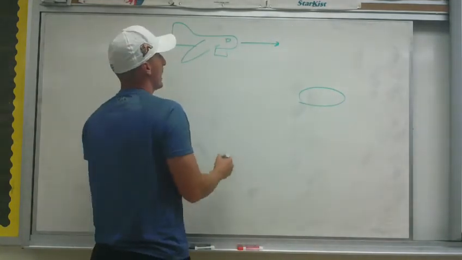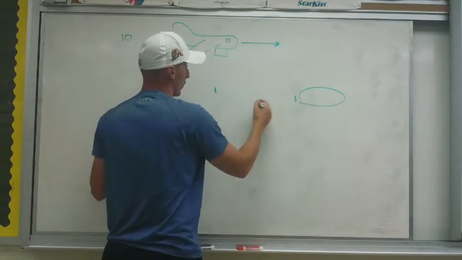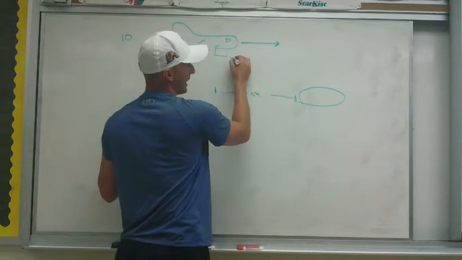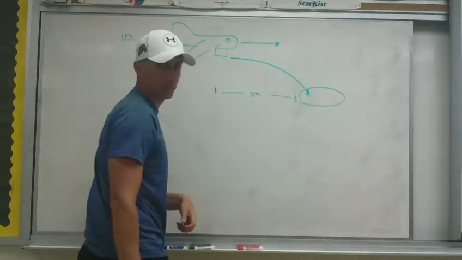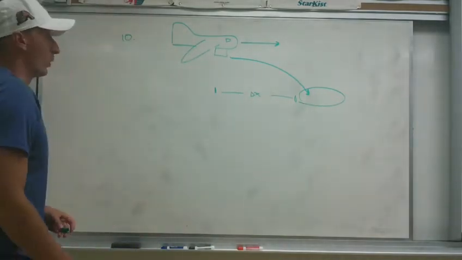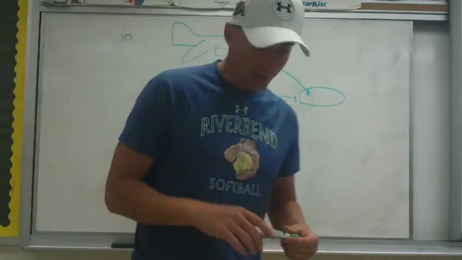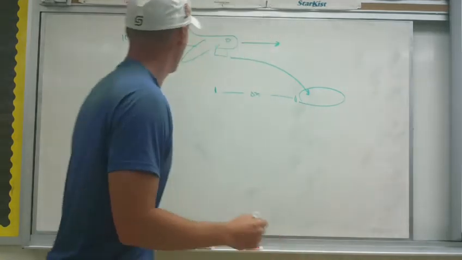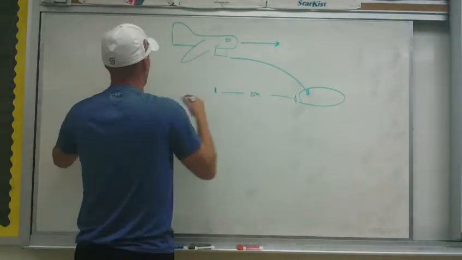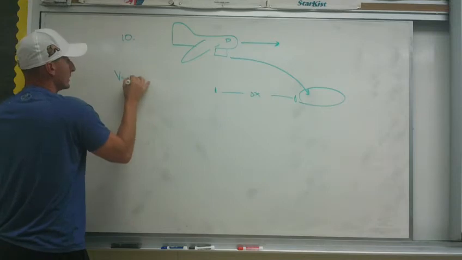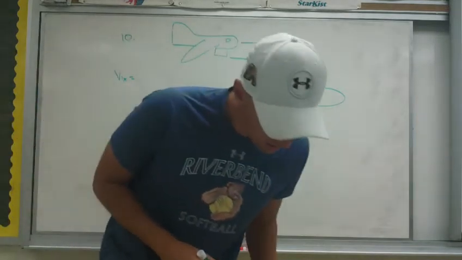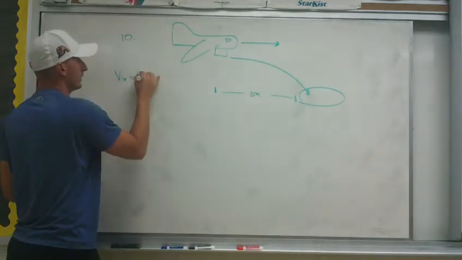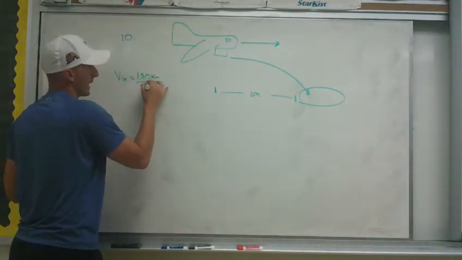So we need to figure out what distance before. We release the package and it falls and hits the island. So let's go ahead and piece this together. The plane is flying horizontally, so my Vix, because it's traveling horizontally, is 180 kilometers per hour.